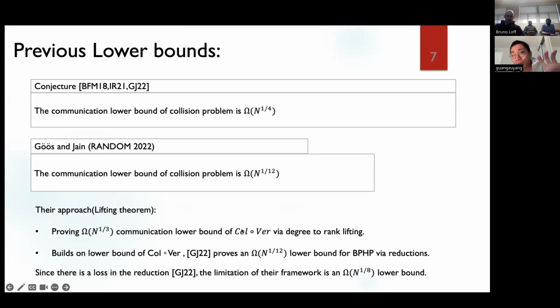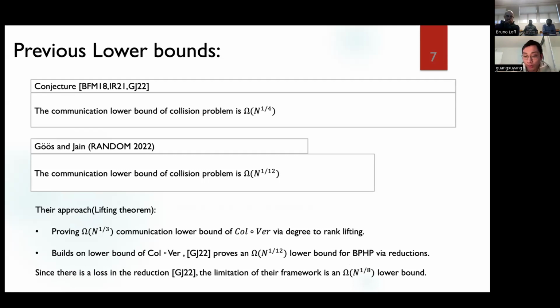No, this is for a different problem. This bound is for the gadget form, and this lower bound is for collision. So there is some reduction between these two problems, and the reduction has some loss. This gadget is essential and it changes the nature of the problem. You cannot embed a smaller collision or something like this. So there is some loss in the reduction. The best lower bound they can prove is n to the power of 1/8.